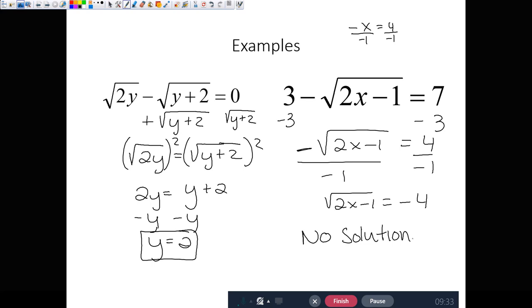Why did you count that as a negative 4? Because I divided by negative 1 to get rid of my negative. I divided by negative 1 to get rid of my negative. Made it a negative 4.